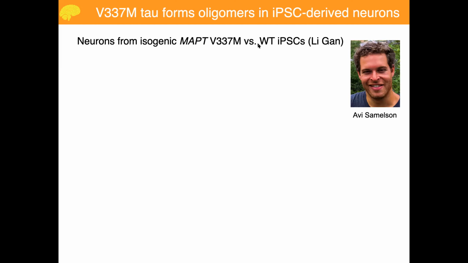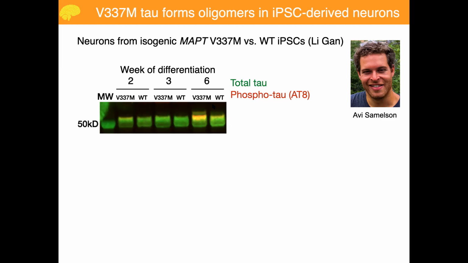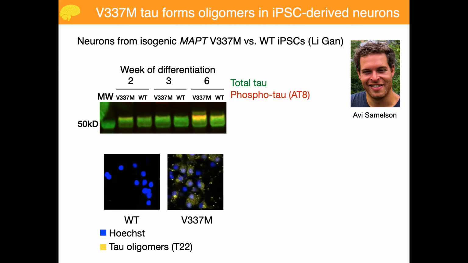And you can see that the mutant tau forms a phosphorform about 6 weeks into differentiation of the neurons. And this phosphorform is recognized by an antibody that also detects diseased tau in human brains. And maybe even more excitingly for our question, a conformation-specific antibody for tau oligomers, here shown the T22 antibody, but we have now reproduced this with a number of other conformation-specific antibodies as well, detects tau oligomers in mutant but not wild-type neurons already 2 weeks into differentiation.